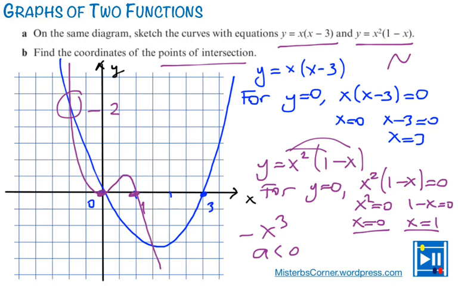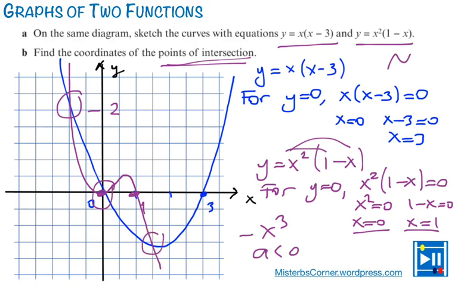So scale is not important, we're just sketching the graph. And all I need to show is that I know how many intersections there are, which in this case will be 3.